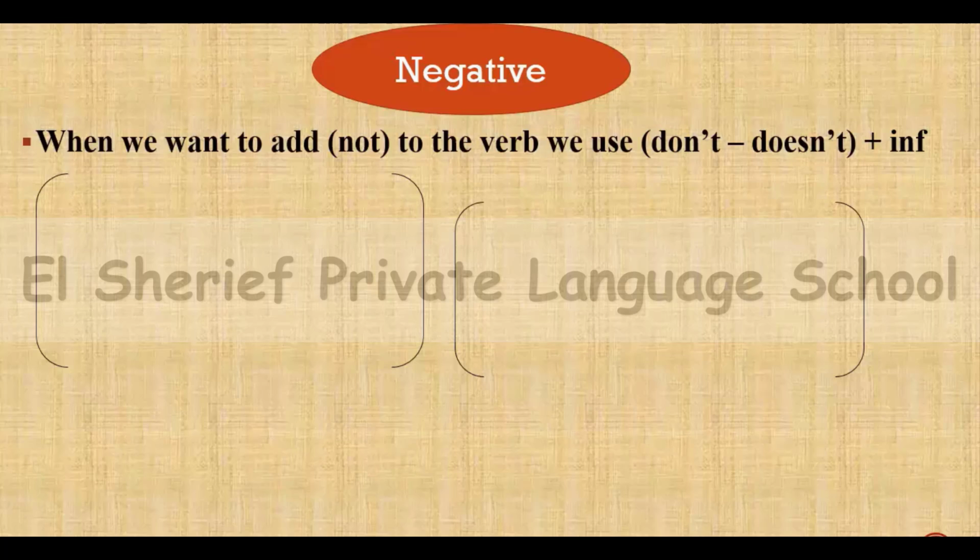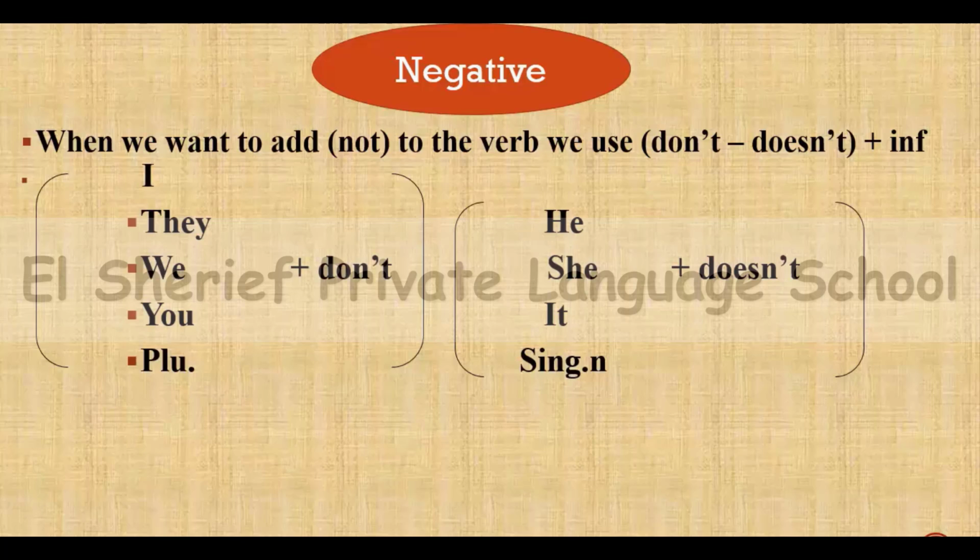And now the negative form. How to make a negative form? When we want to add not to the verb, we use don't or doesn't, followed by the infinitive. As you can see, I don't, they don't, we don't, and you don't. He doesn't, she doesn't, it doesn't.